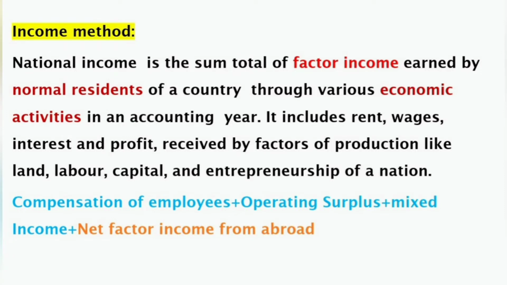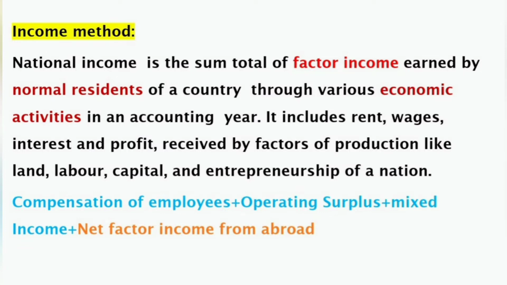The national income is calculated through three methods: value added method or product method, income method, and expenditure method. According to the income method, it is the sum total of factor income earned by normal residents of a country through various economic activities in an accounting year. It includes rent, wages or salary, interest and profit received by factors of production.